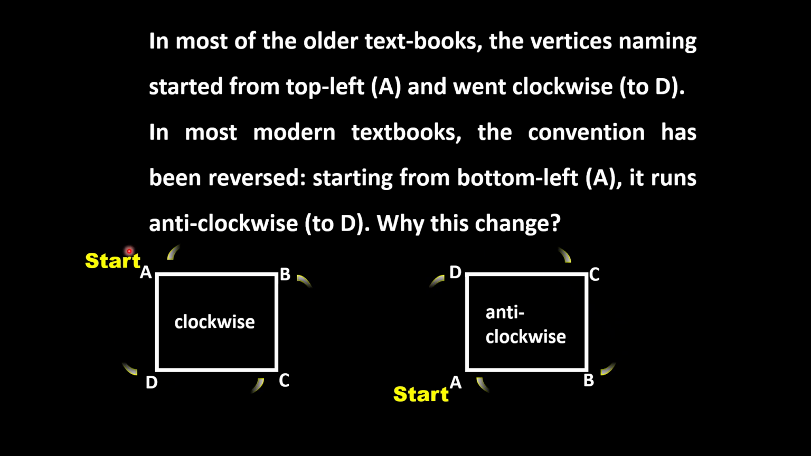So the starting point has shifted from top left to bottom left, and the order is not clockwise, but nowadays anti-clockwise. Why this change? We will discuss it and try to explore the logic and the reason behind this shift in the labeling convention of polygon vertices.